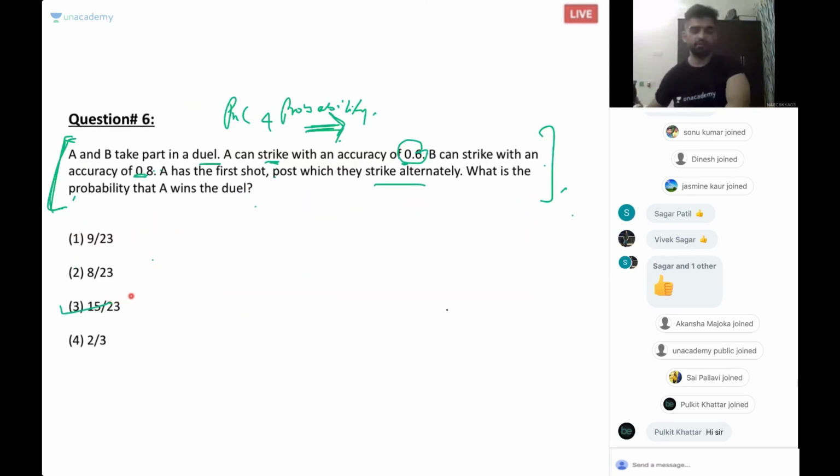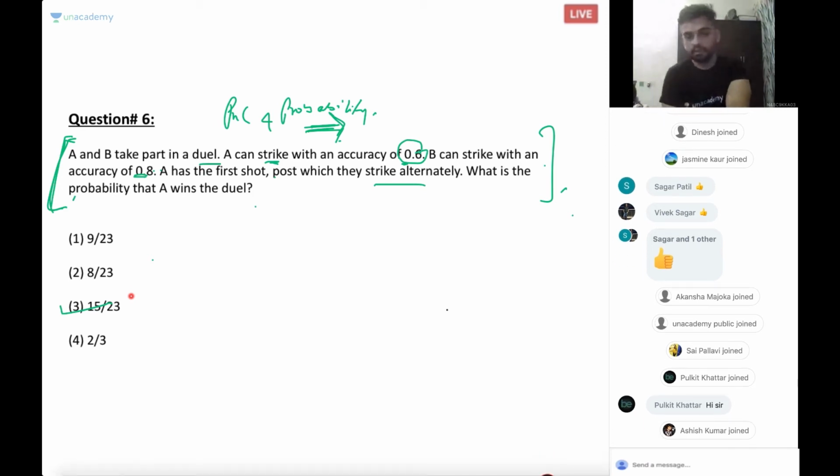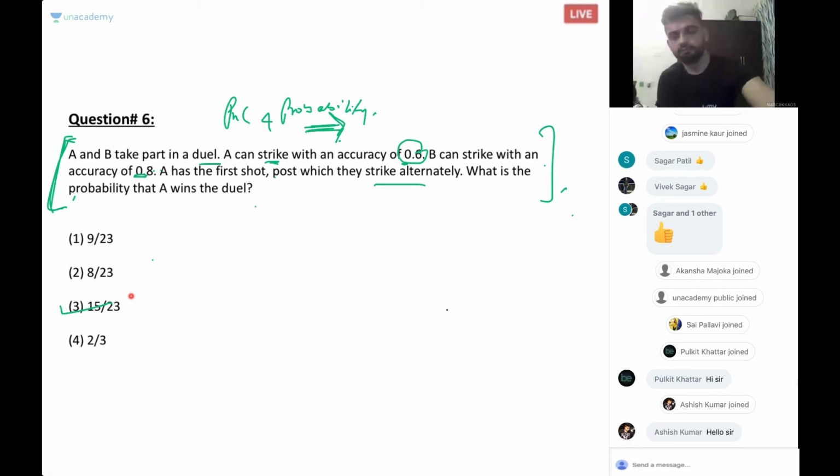And anyone who has any doubts? We have our dear friend Ashish Kumar who has joined the session. आशीष इतने लेट क्यों आए भाई?